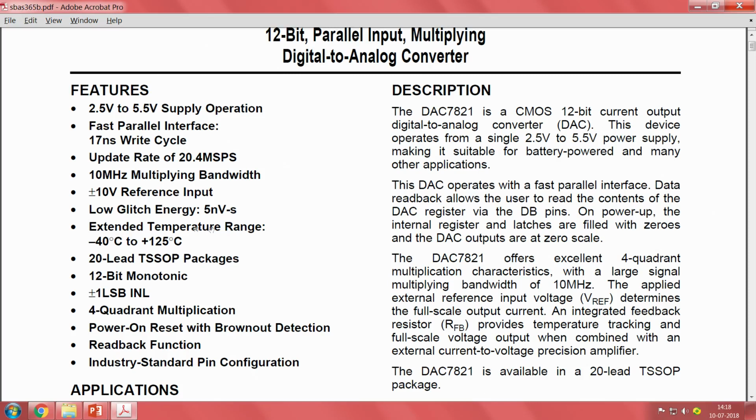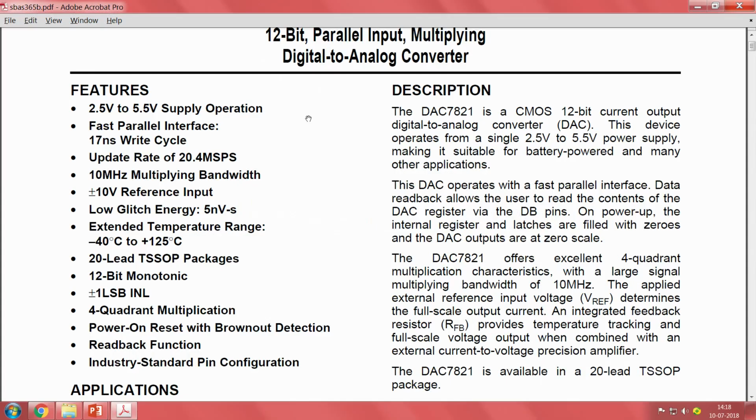Then extended temperature range. This is the operating range of the IC. It can operate up to 125 degree Celsius, which is usually called industrial grade temperature, and it can go down to minus 40 degrees. And then the main thing, this is a 20 lead TSSOP. TSSOP is the package, and 20 lead means there are 20 pins or connections. So, maybe 10 on each side. We will see the packaging information in detail. So, this is that package.